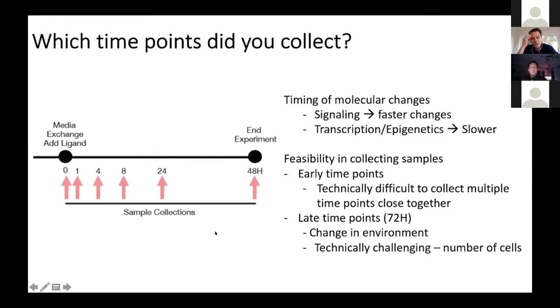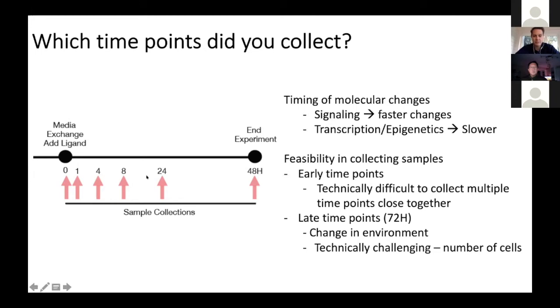Additionally, we had to consider feasibility in collecting the samples. For some of these sample types, collection requires a large amount of hands-on time immediately after collecting the samples, which prevents collecting samples relatively close together. So in trying to get the plates prepared at 0 hours and then collect at 1 hour, it didn't allow time for, for example, a 30-minute time point. So potentially we lose some of the early signaling.